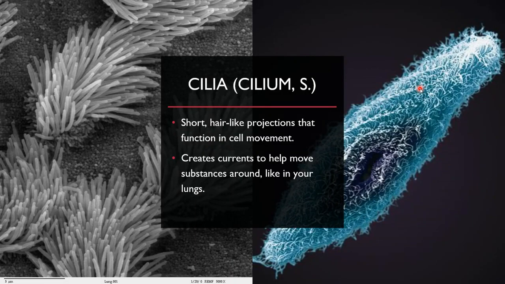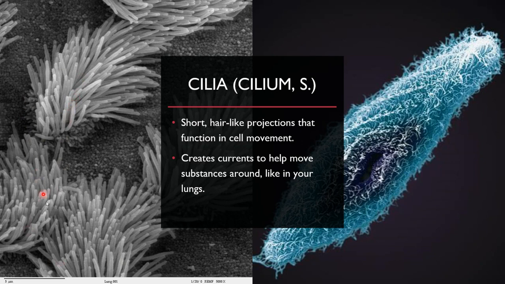Next term we need to know is cilia. Singular, it would be pronounced cilium. These are going to be short hair-like projections that function in cell movement. This creates currents to help move substances around. An example would be lung tissue. If you look on the left side here, you'll see some small, short hair-like substances. These are called cilia. This is located inside of your lungs.